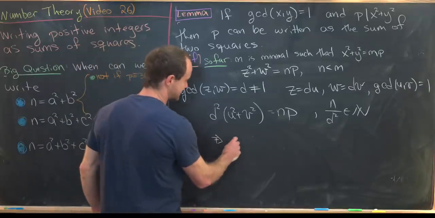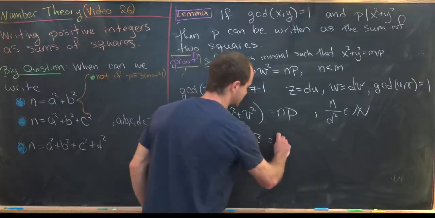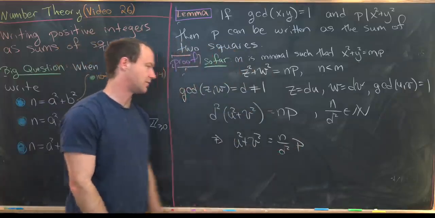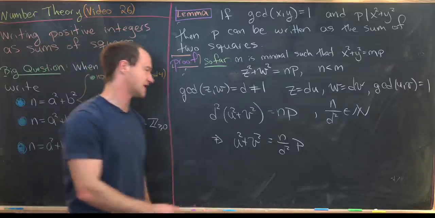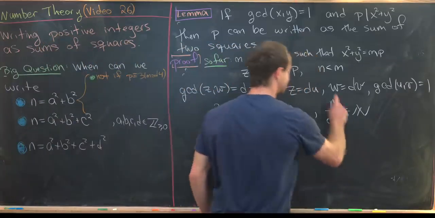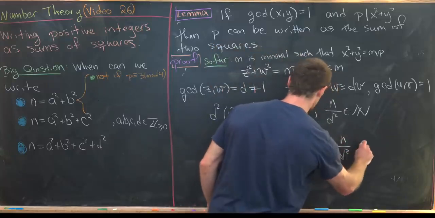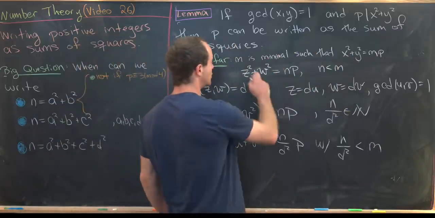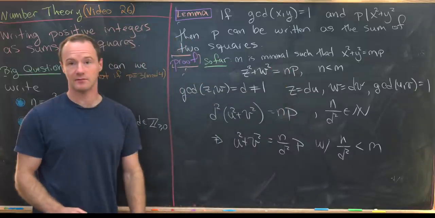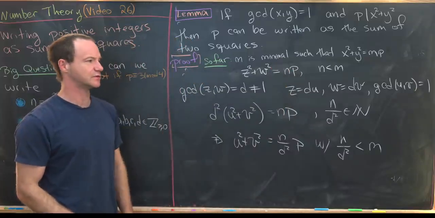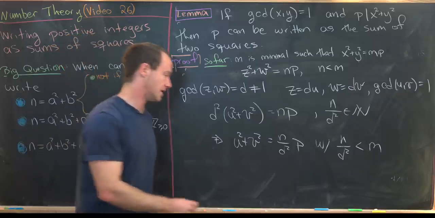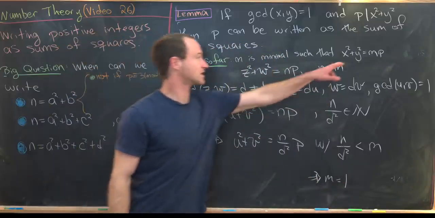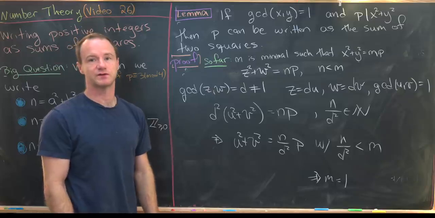Okay, but now that means that we have U squared plus V squared is equal to N over D squared times P. So we've got another multiple of P, which is expressed as the sum of two squares. But notice that since N is less than M, N over D squared is also less than M. But that leads us to the same contradiction. We contradicted the minimality of M, but that contradicted an assumption we started with, that M was bigger than 1. But that means that M must be equal to 1. So in other words, this prime can be expressed as the sum of two squares.